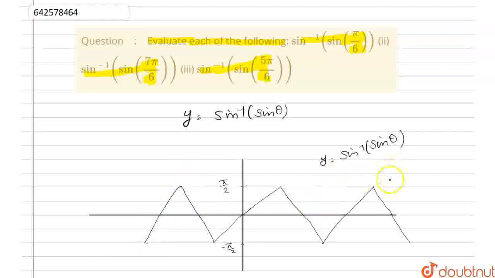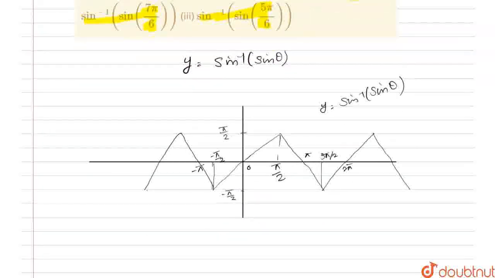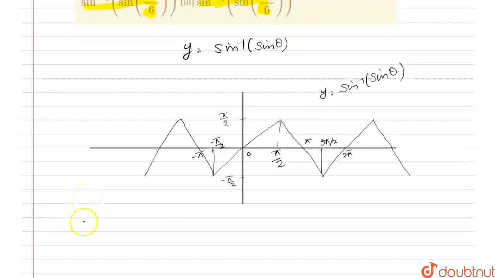Now this is the curve of y is equal to sine inverse of sine theta, and this point will be 0, this point will be pi by 2, this point will be pi, this point will be 3 pi by 2, this point will be 2 pi, this point will be minus of pi by 2, this point will be minus of pi. Now our first question is, we have to find the value of y is equal to sine inverse of sine of pi by 6.